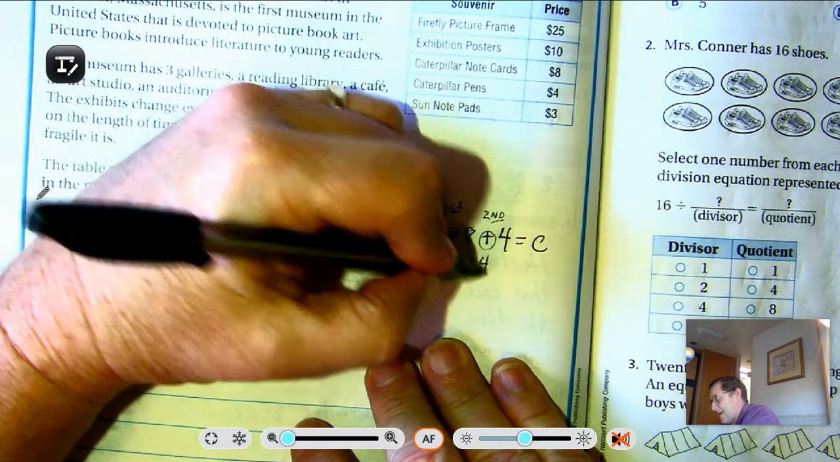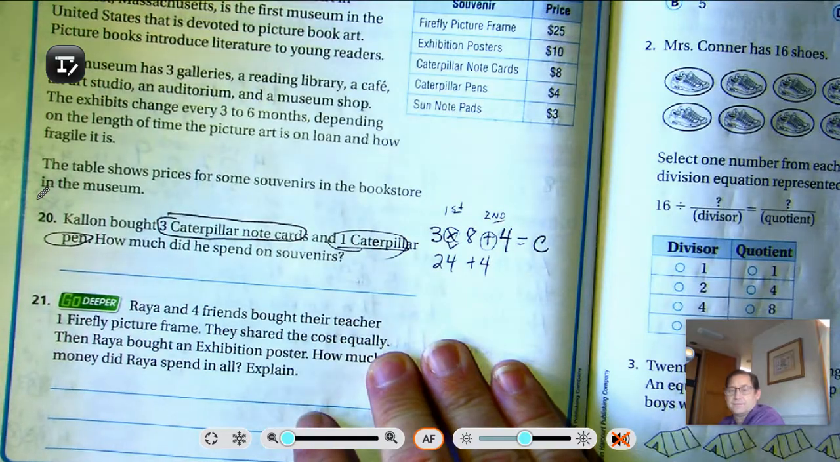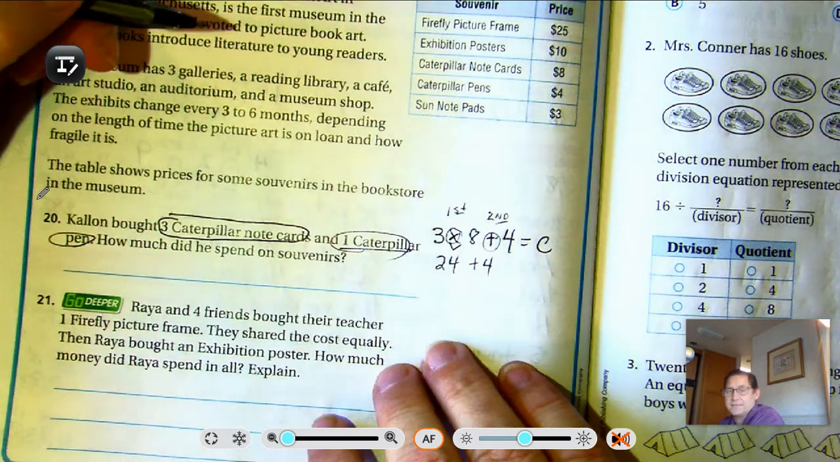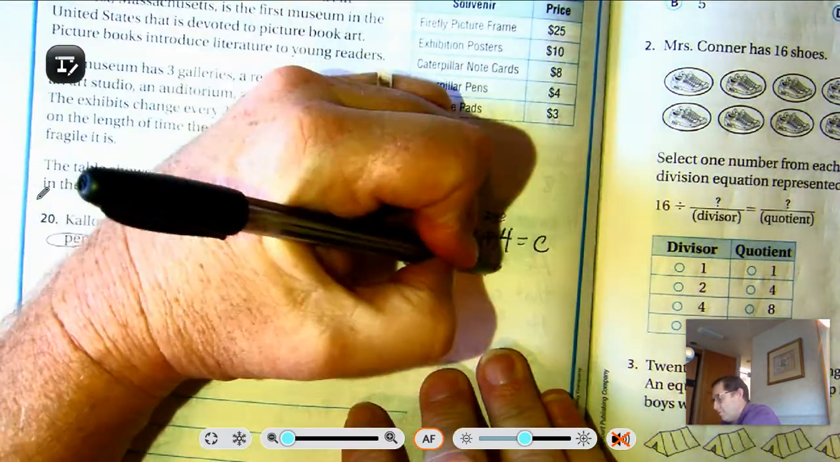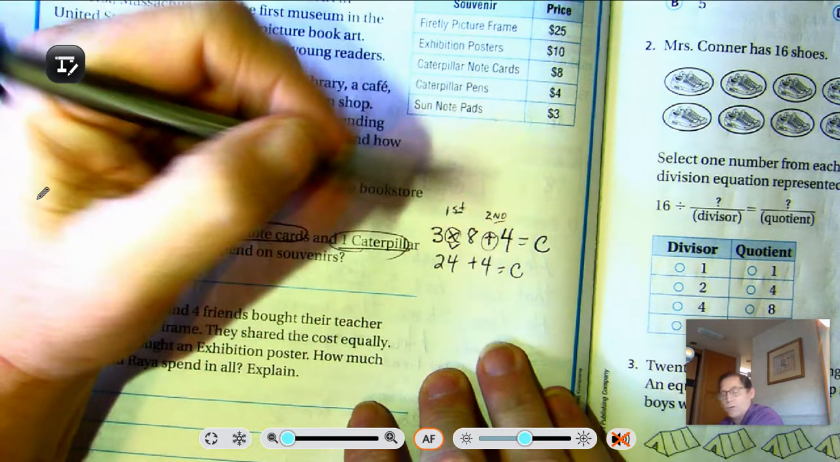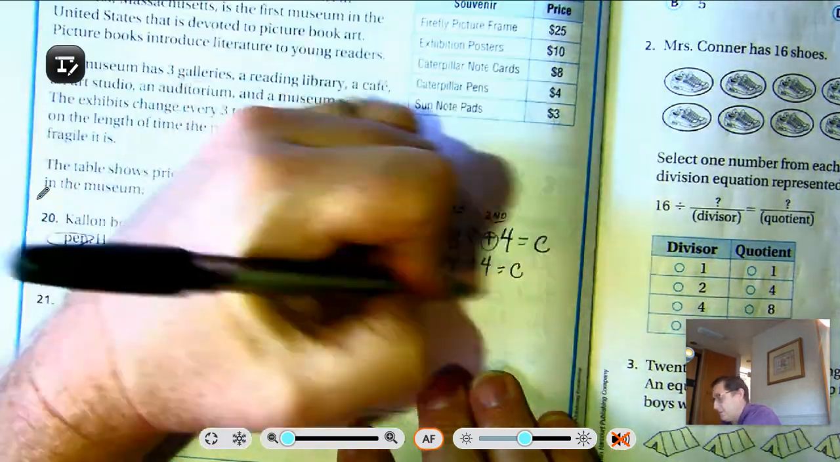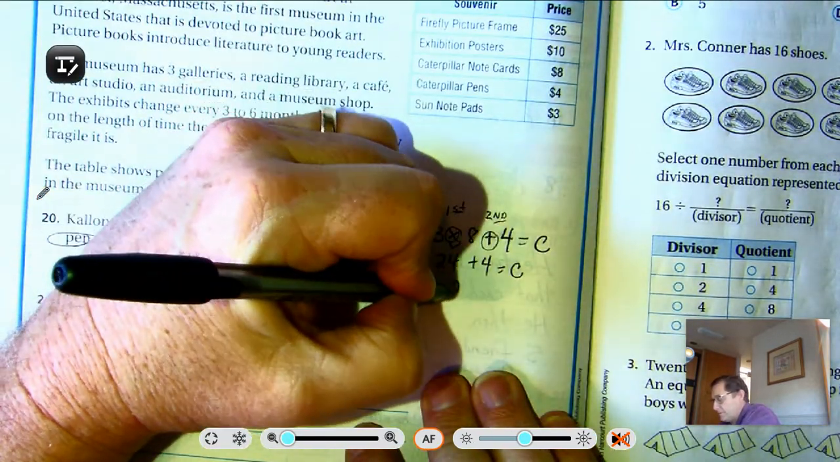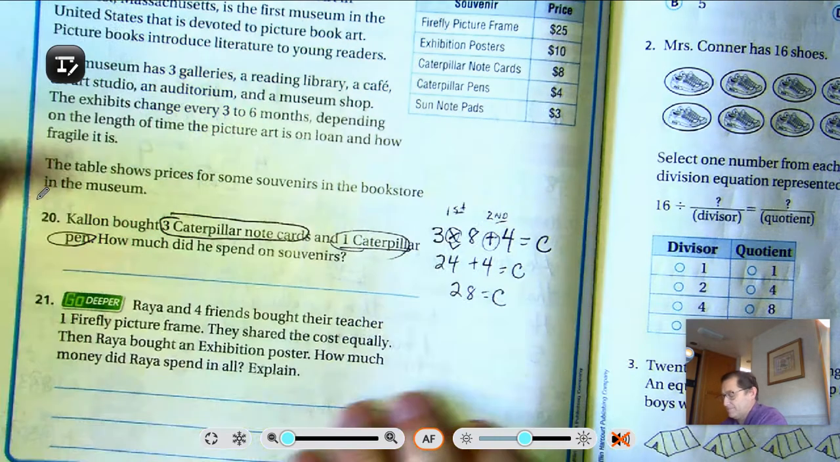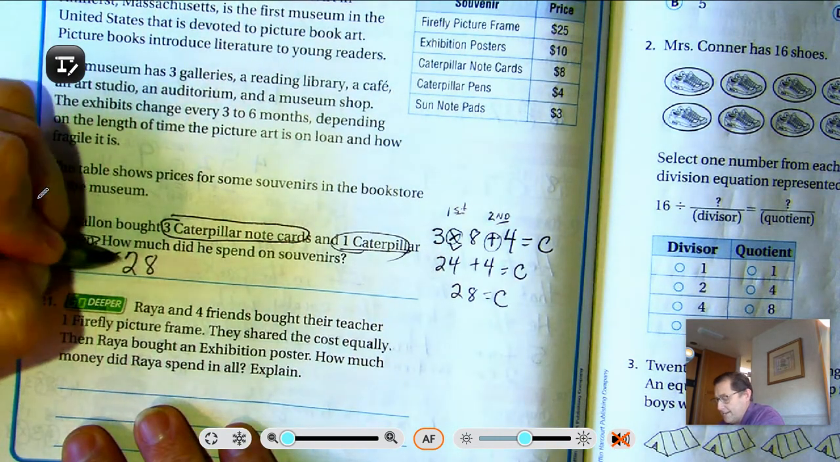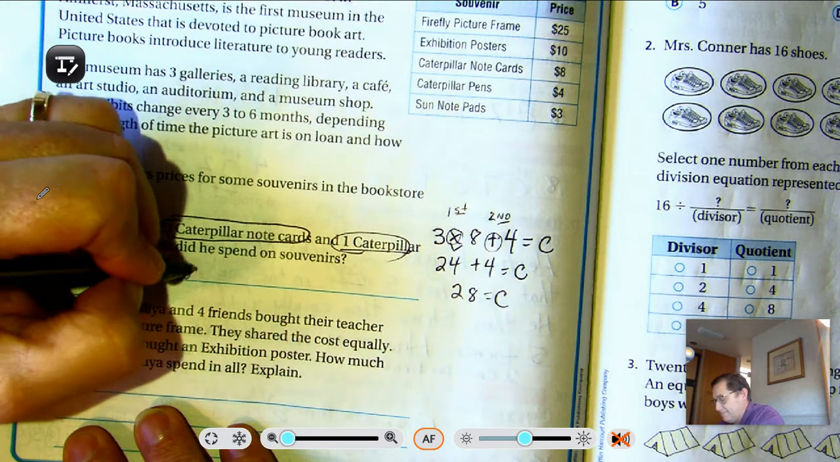And now we have to add the $4 that he spent on the pens. So 24 plus 4 equals the cost. And 24 plus 4 is 28. So $28 was spent.